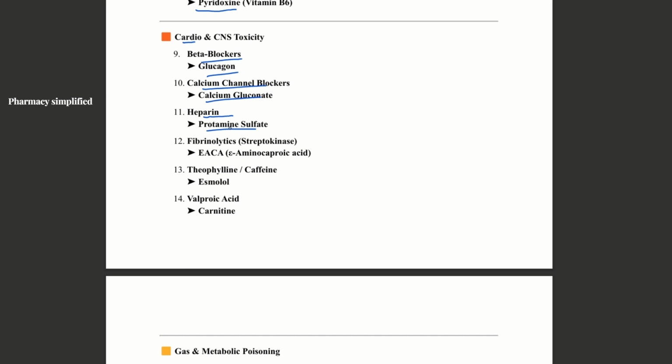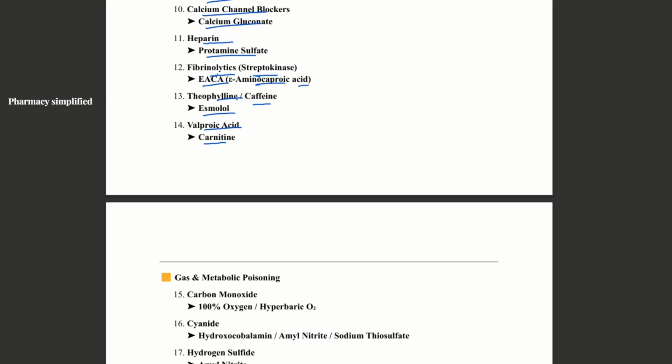Okay. So next is fibrinolytics, that is streptokinase. For this, we use EACA, that is epsilon aminocaproic acid. For theophylline or caffeine poisoning, we use esmolol as an antidote. For valproic acid, we use carnitine as an antidote. These are the cardio-related drugs that cause toxicity, and their antidotes.